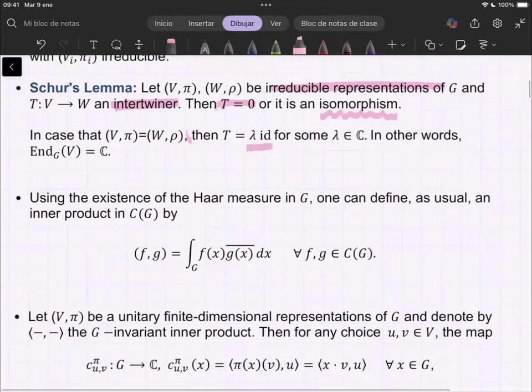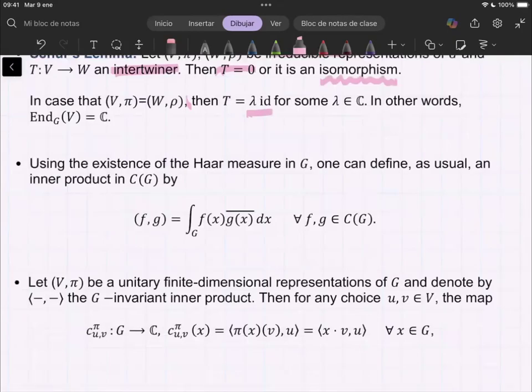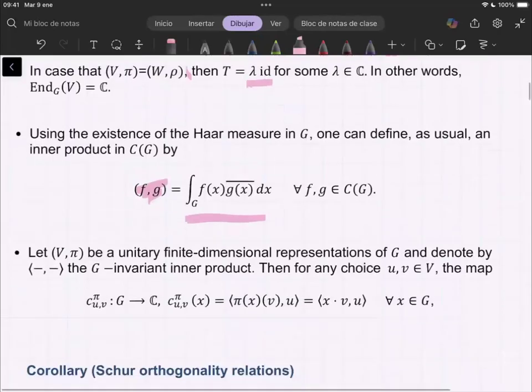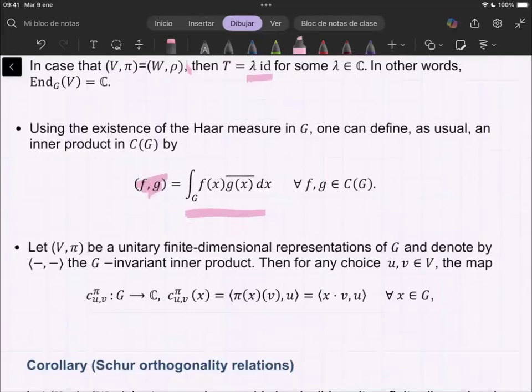Now we look at the functions on the group. Since we have an integral on the continuous functions, we can take as usual the inner product between continuous functions, and we define it as the integral of one function times the conjugate of the other one. This defines an inner product on the set of continuous functions.